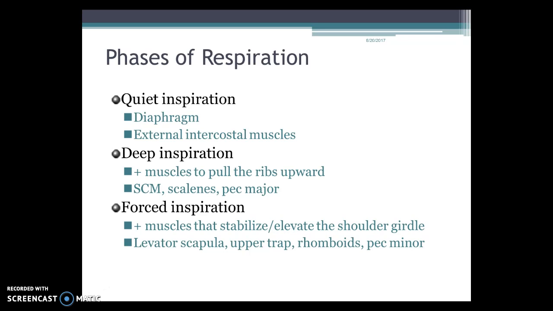Now forced inspiration, when you're trying to take a really deep breath very forcefully, these are also muscles that pull the ribs upward, but also muscles that stabilize and elevate the entire shoulder girdle. So it's going to include the muscles above, plus the levator scapula, upper trap, rhomboids, and pec minor.